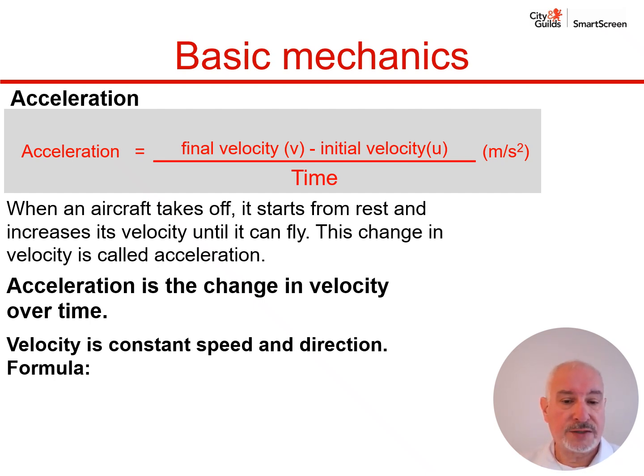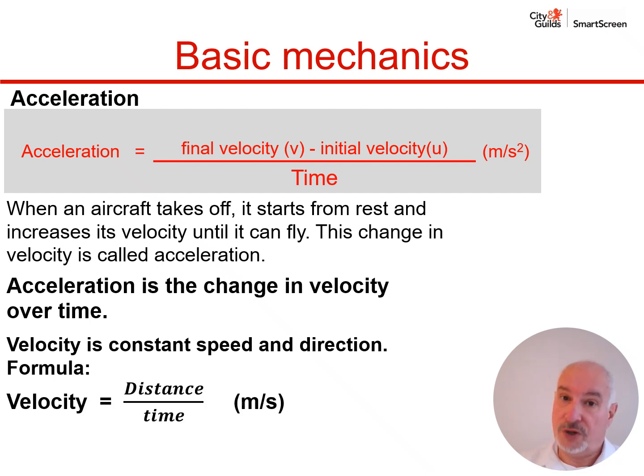Speed talks about how fast something's going. Velocity actually means how fast it's going in a particular direction. So it has both a quantity of speed and direction. That's velocity. Now the formula for velocity is this. It's velocity equals distance over time. And velocity is measured in meters per second.